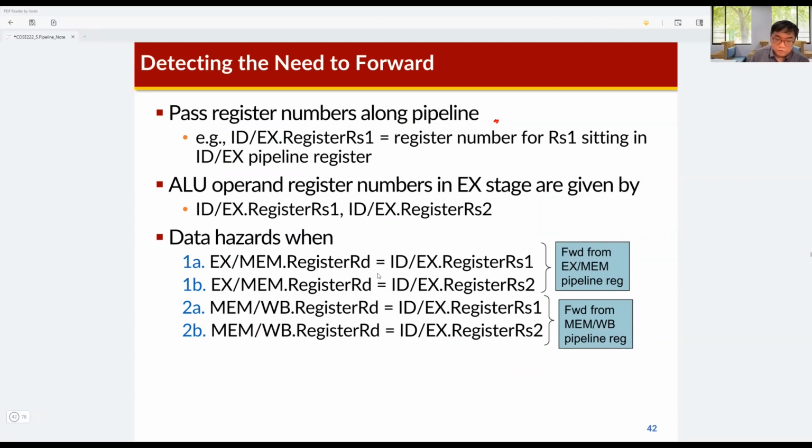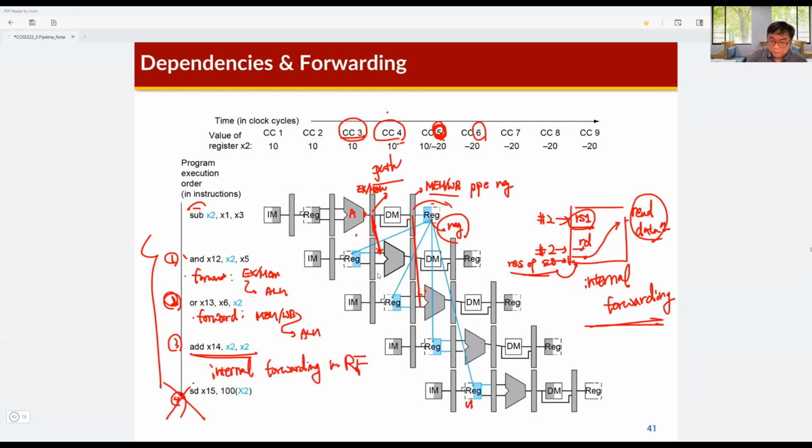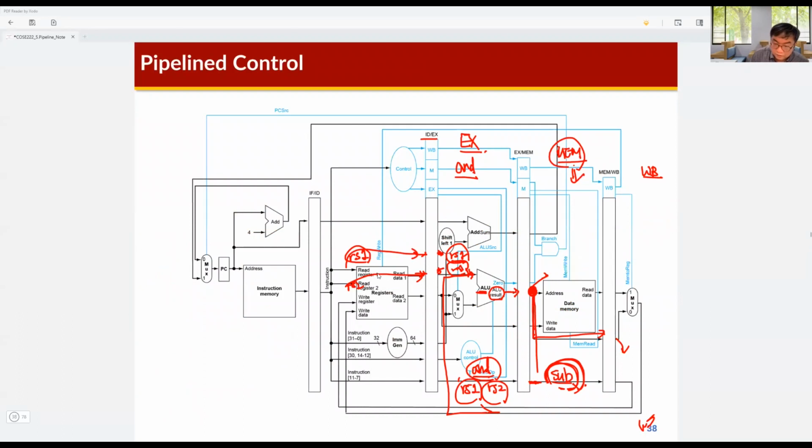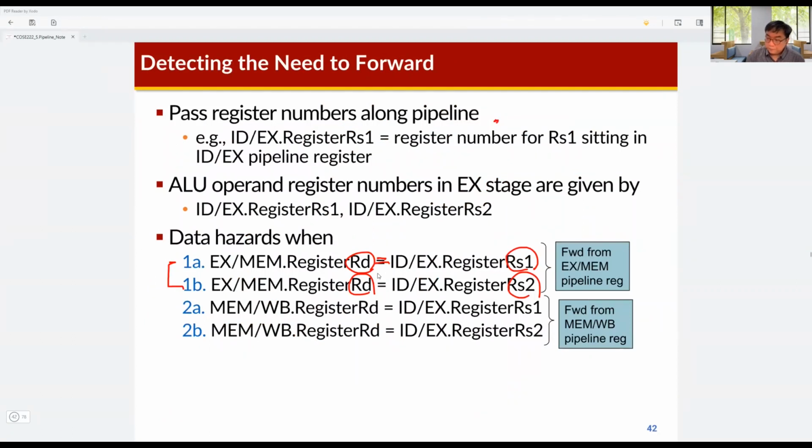In this slide you can find this condition. You can find the EX/MEM pipeline register and then the register number RD. You need to check the equality of this RD with RS1 of the ID/EX pipeline register, and RS2. So that means this one and this one. Understand?